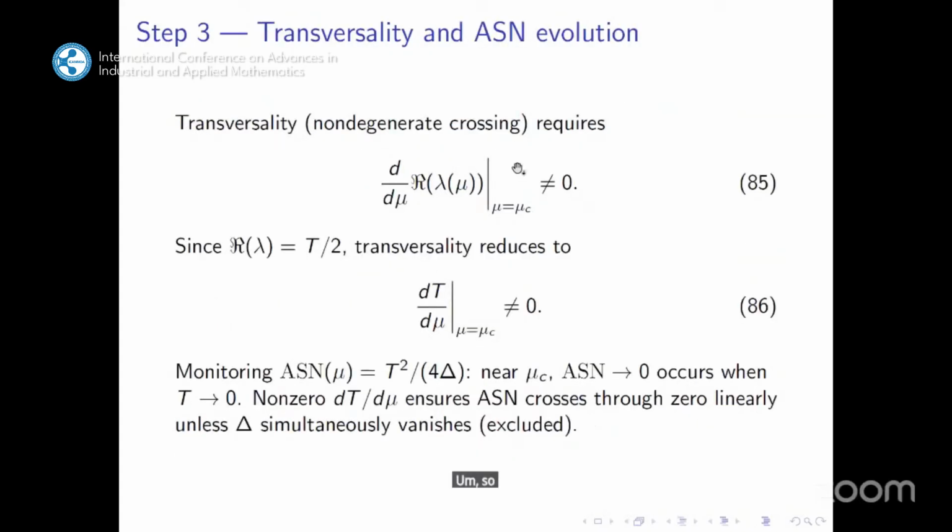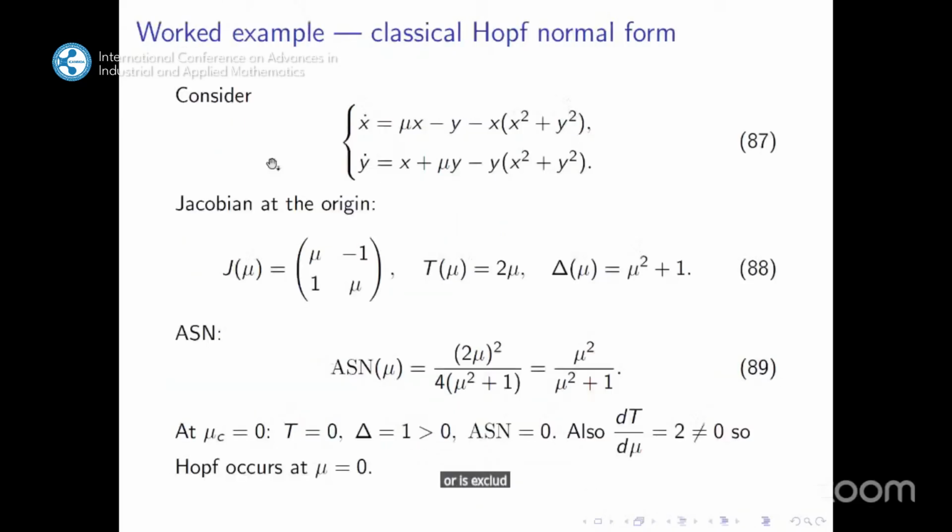The other case also is that we'll have the monitored Atangana strength number, which is given by this, near mu c approaching zero, occurs when T approaches zero. Non-zero dT over dmu ensures that the Atangana strength number crosses through zero linearly, unless the determinant simultaneously vanishes or is excluded.